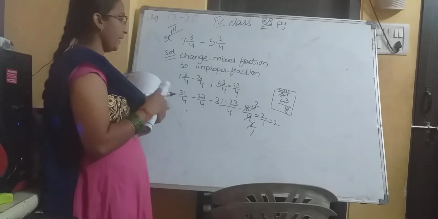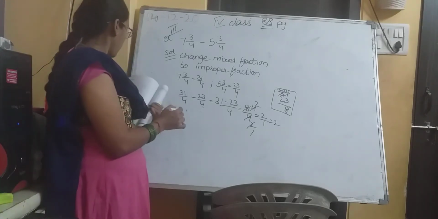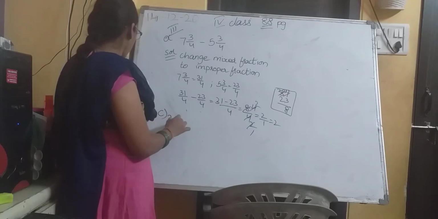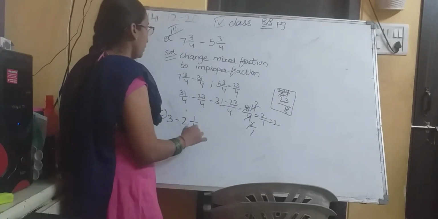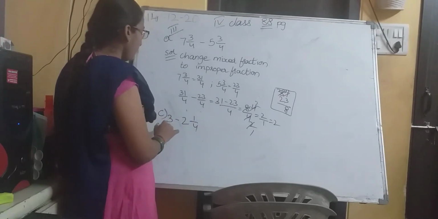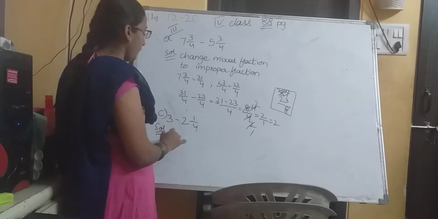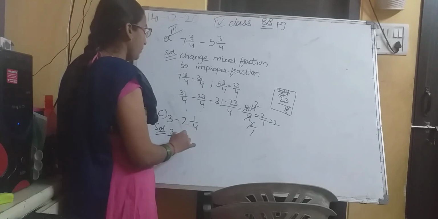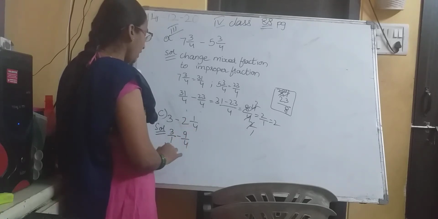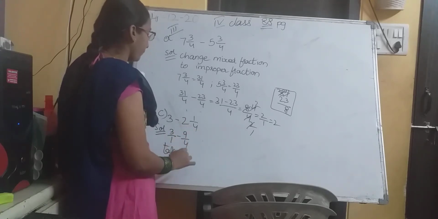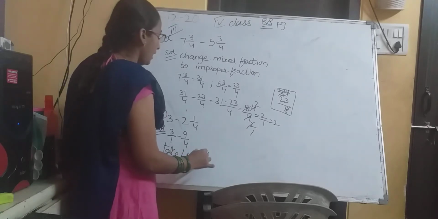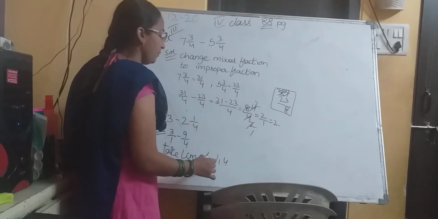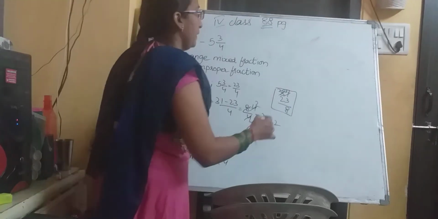Now, I will say C1. C1, children: 3 minus 2 1 by 4. Here we do not have any number under the 3. So we are going to put 3 by 1 minus, 2 4s are 8, 8 plus 1, 9, 9 by 4. Now take LCM of 1 and 4.